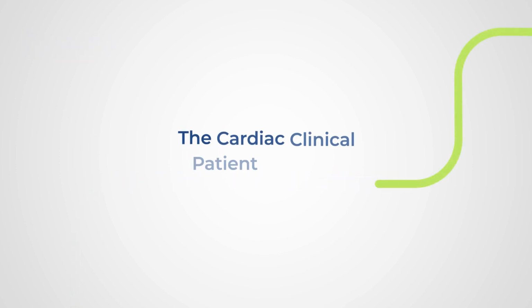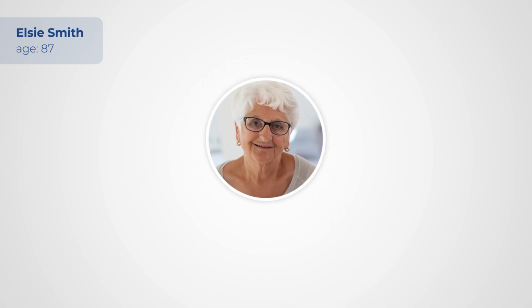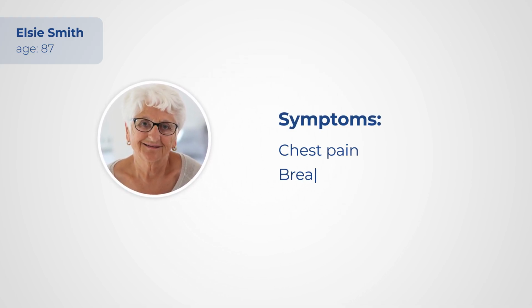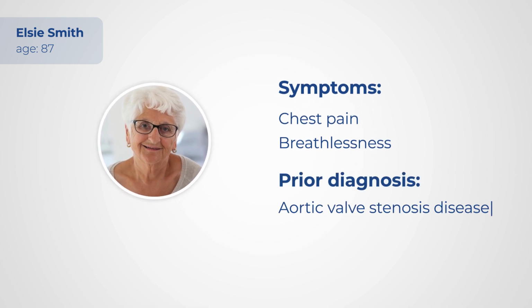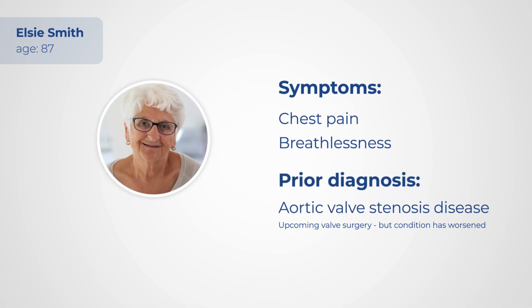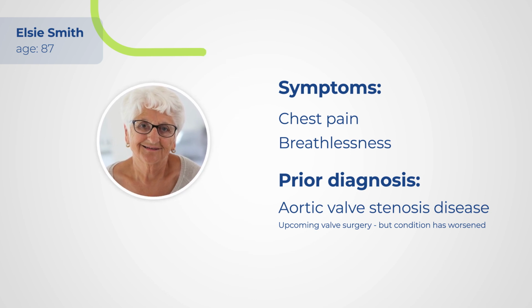This video shows the cardiac clinical patient pathway. The patient in this video is 87-year-old Elsie Smith, presenting at the emergency department with chest pain and breathlessness. She's been diagnosed with aortic valve stenosis disease and has an upcoming admission date for valve surgery, but in the meantime, her condition has deteriorated. This video will follow Elsie's patient pathway, from the emergency department through to discharge, managed with the ORBIS U EPR.